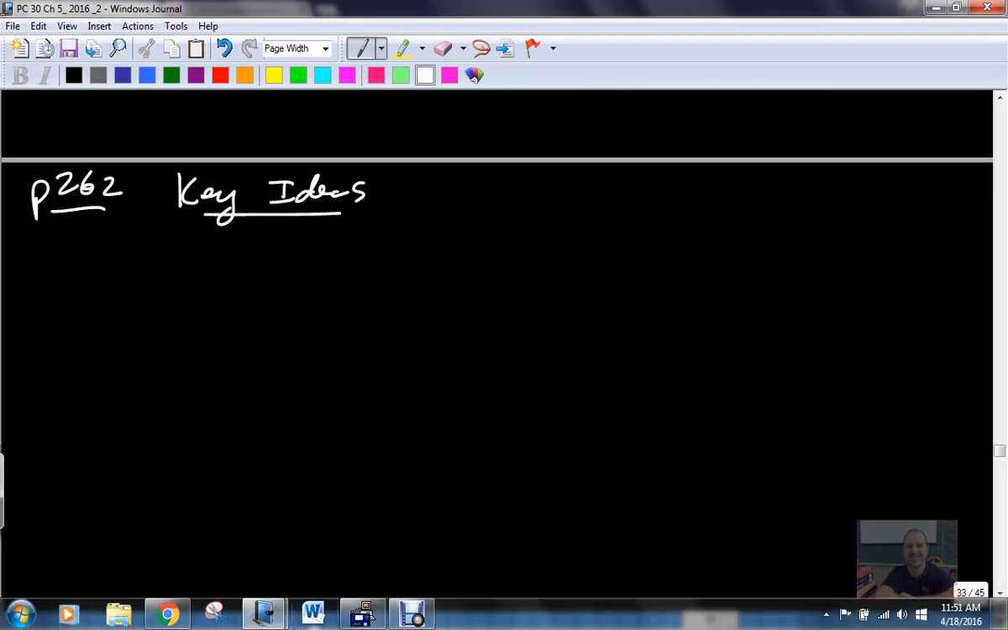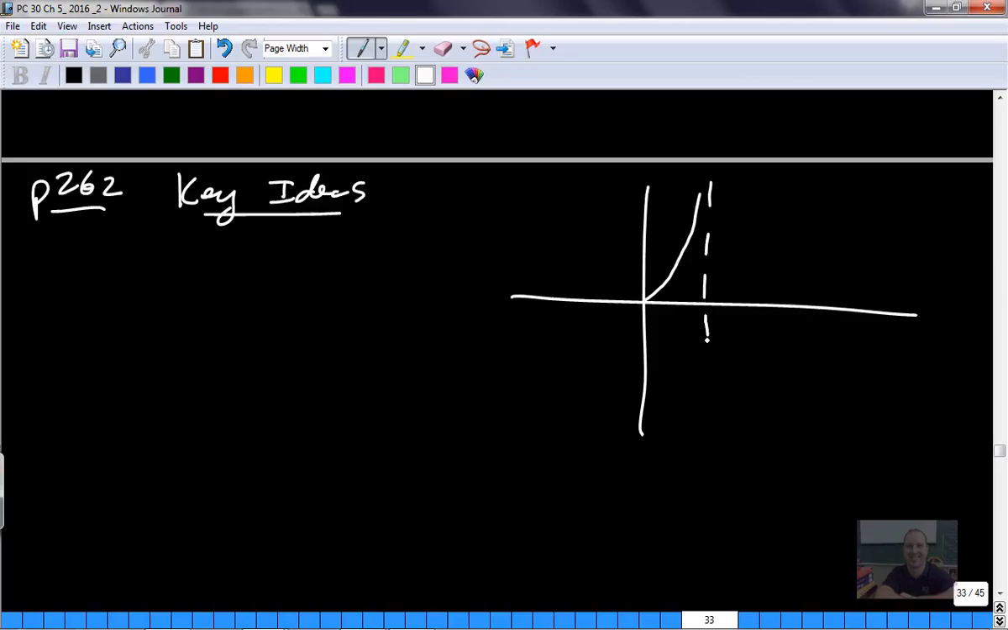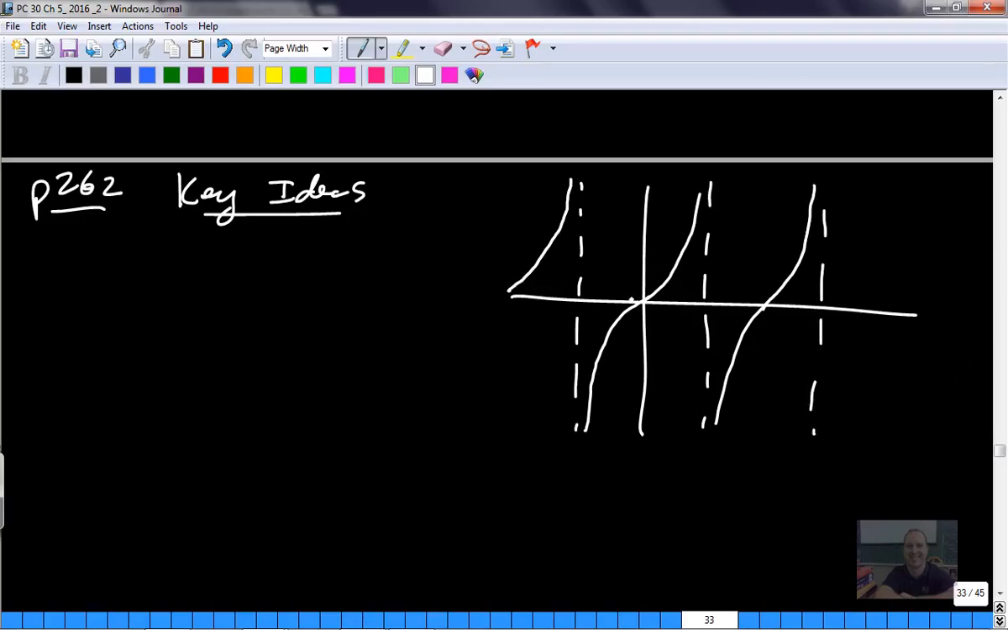All right. So page 262, key ideas. There you have a graph of the tan function that we did. And obviously, you want to note that the tan is a periodic function as well. So it kind of looks like this. That's what we drew. But you have to realize that it goes back the other way, and it repeats itself every pi units. So over and over.